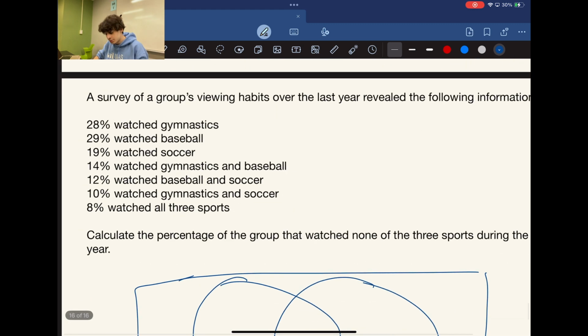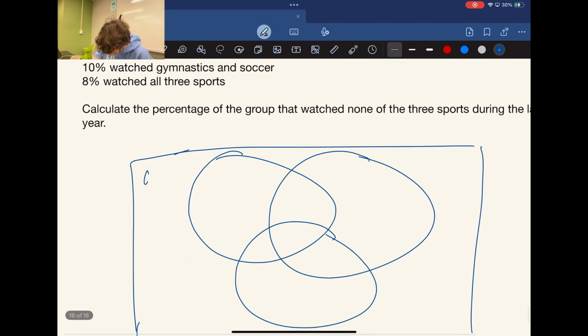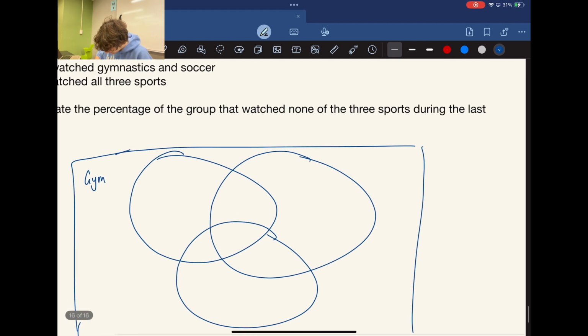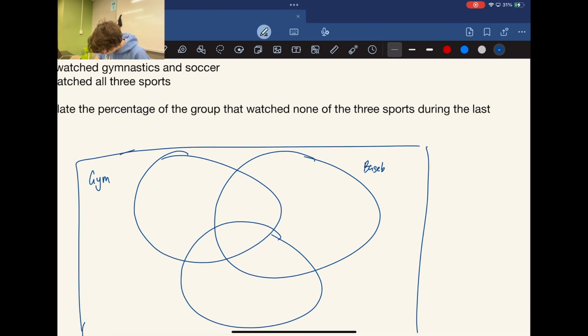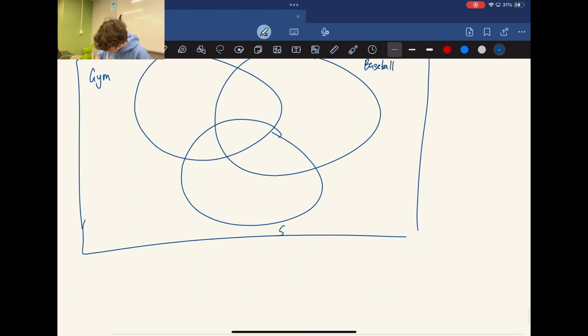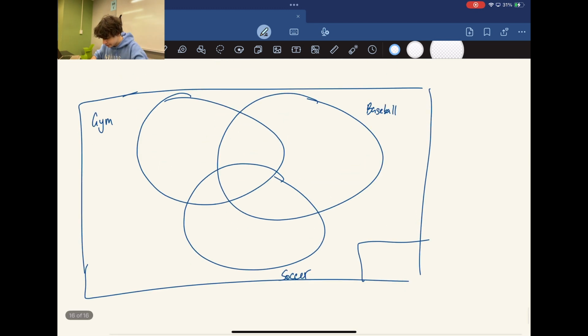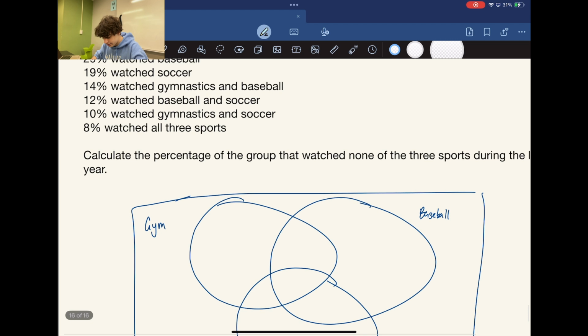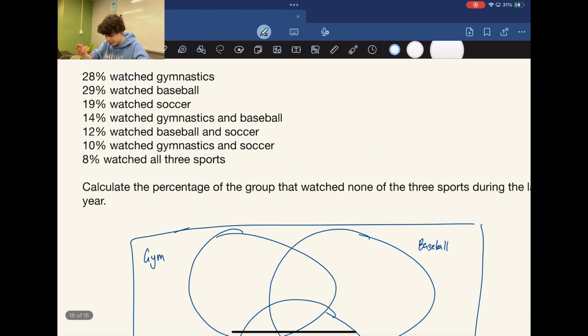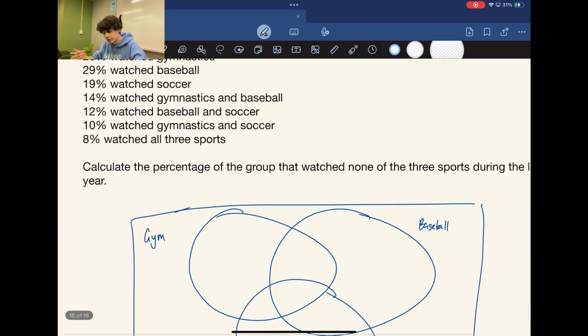So we have 3 sports, so I'm going to name each circle one of the sports. So I'll do gymnastics here, I'll do baseball here, and I'll do soccer down here. And then this little square over here I'm going to denote as none. So they don't watch any of the 3 sports, and we're going to have to fill that in last just because we're going to be able to find everything inside of the circles first.